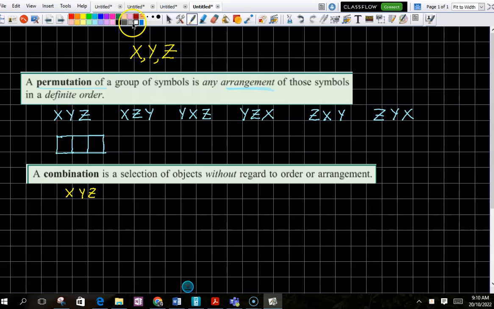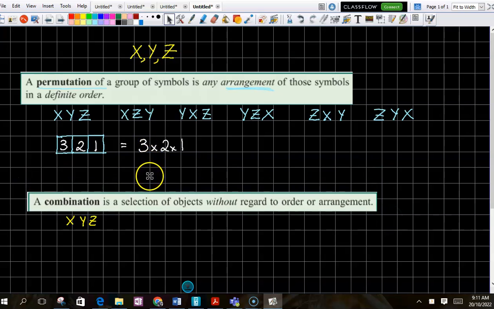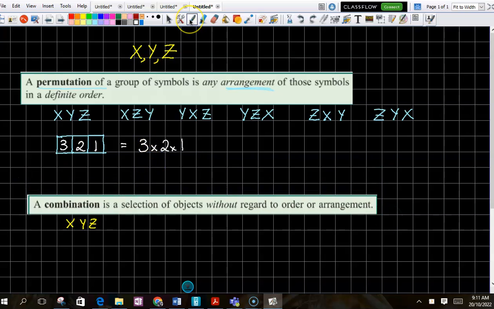3. It could be X, it could be Y, it could be Z. Now we've used one of them, so how many choices have we got for the next one? 2, and then 1. This is when we times them together. So 3 times 2 times 1, and we get 6, which is the number that we came up with just by listing.